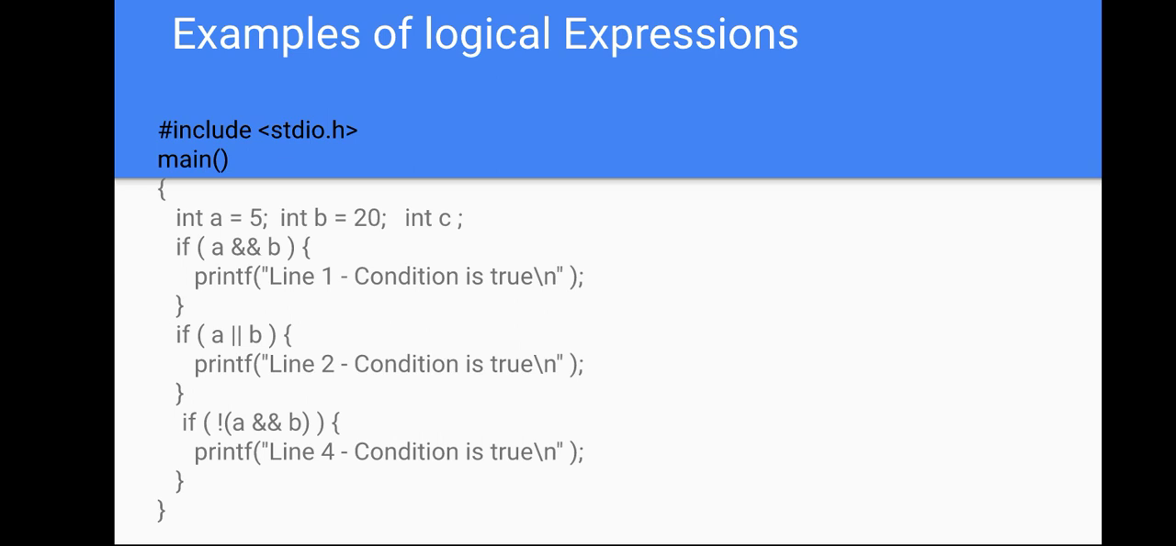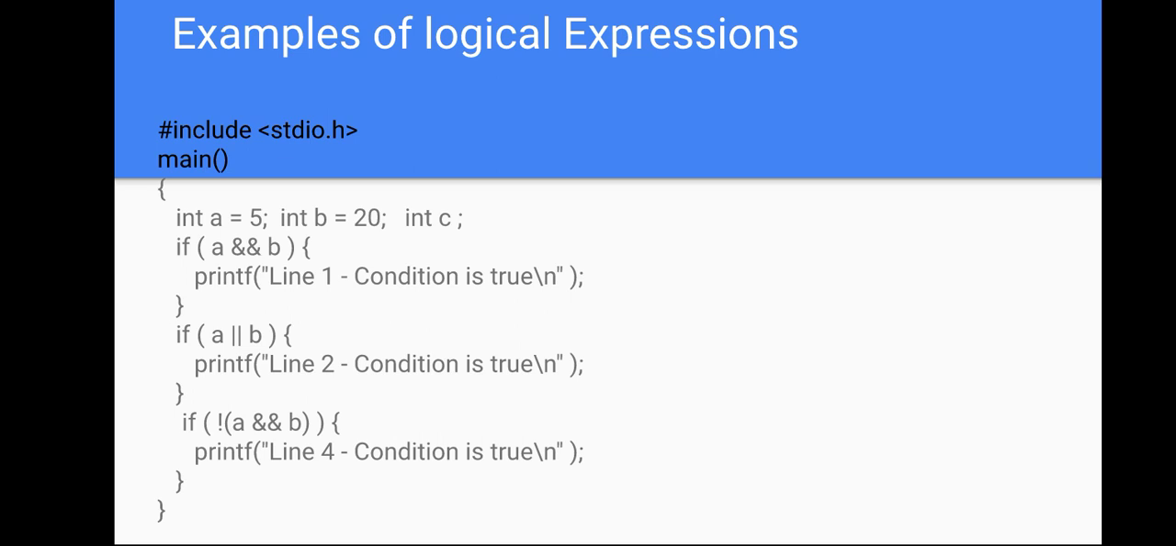And then if a or b, that is if you use the or operator between a and b, and if the answer is true, then print the line 2 condition is true. Likewise one more if condition: if not of a and b, that means suppose a and b is negative, then not of negative is positive. So if it is positive, the if condition always works for the positive result. So this is one example of the not operator.